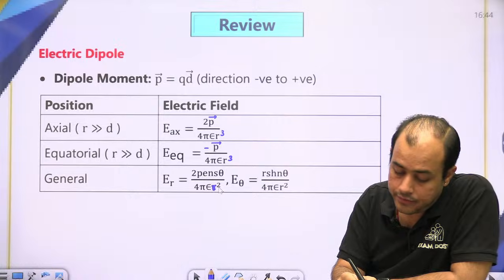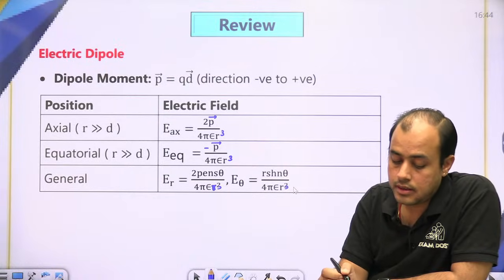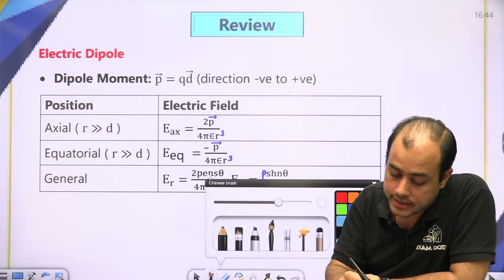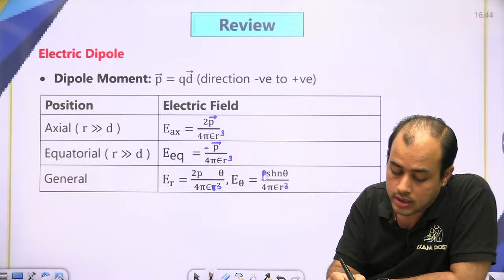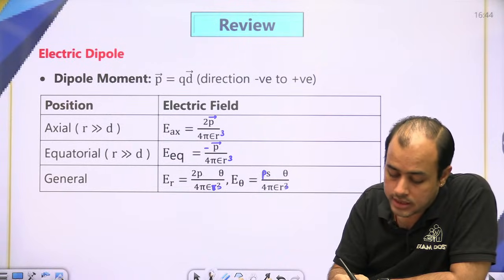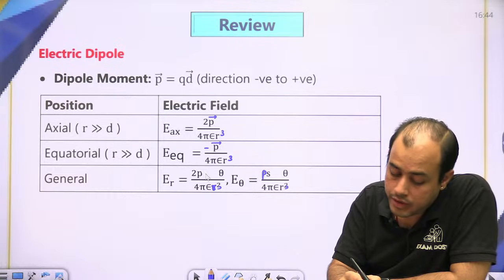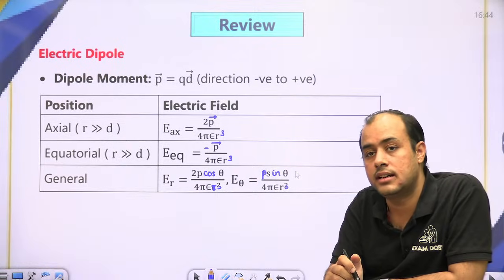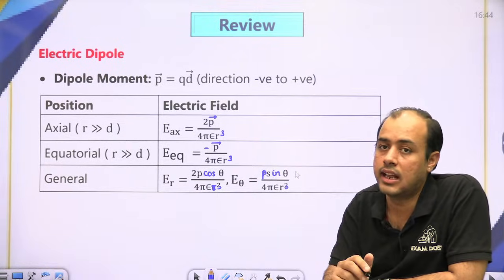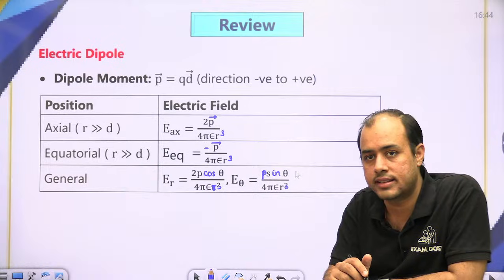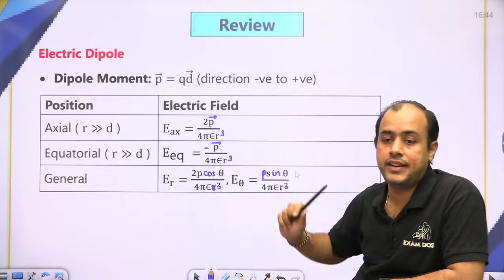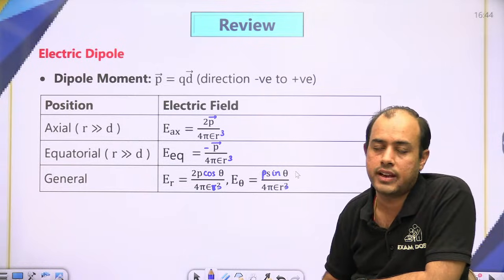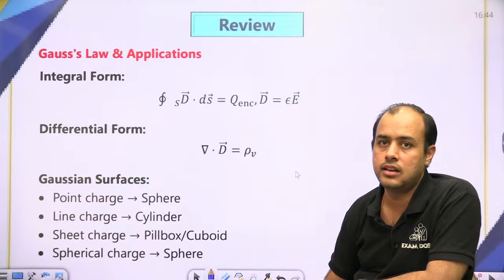And when the point does not lie on the axis or the equatorial position, we break a dipole into two parts, p cos theta and p sin theta. P cos theta lies along the radial vector, along the distance vector, so electric field is axial. P sin theta is perpendicular to the position vector, so we take the equatorial formula.